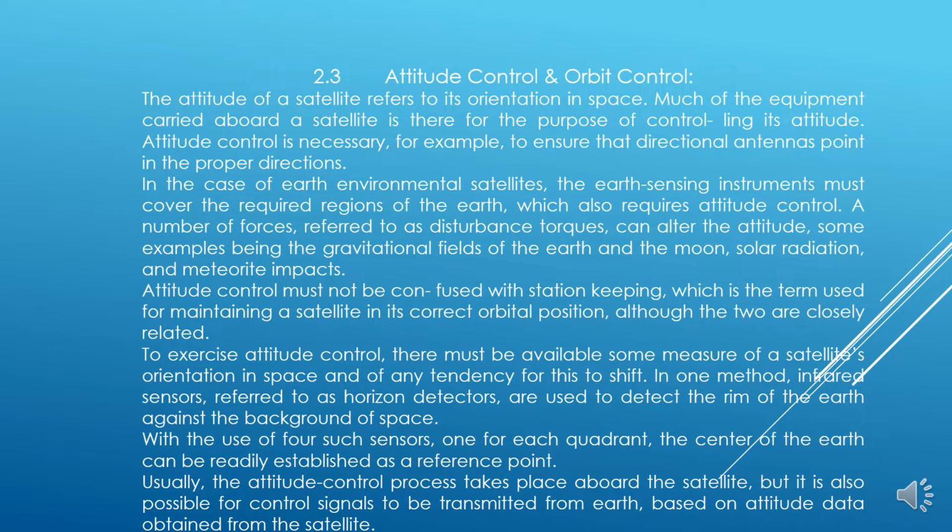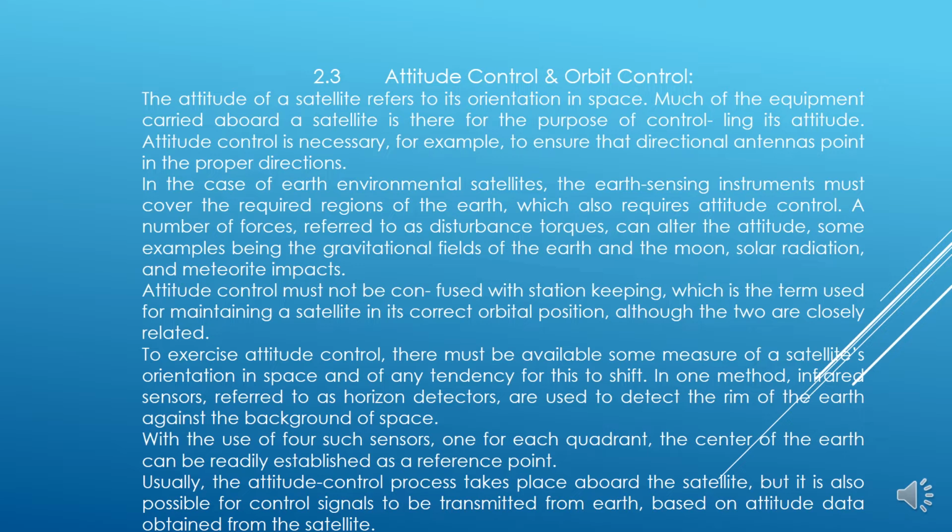The attitude of a satellite refers to its orientation in space. Much of the equipment carried aboard a satellite is there for the purpose of controlling its attitude. Attitude control is necessary, for example, to ensure that directional antennas point in the proper direction. In the case of Earth observation satellites, the Earth sensing instruments must cover the required regions of the Earth, which also requires attitude control. A number of forces referred to as disturbance torques can alter the attitude. Some examples are the gravitational fields of the Earth and the Moon, solar radiation, and meteorite impacts.